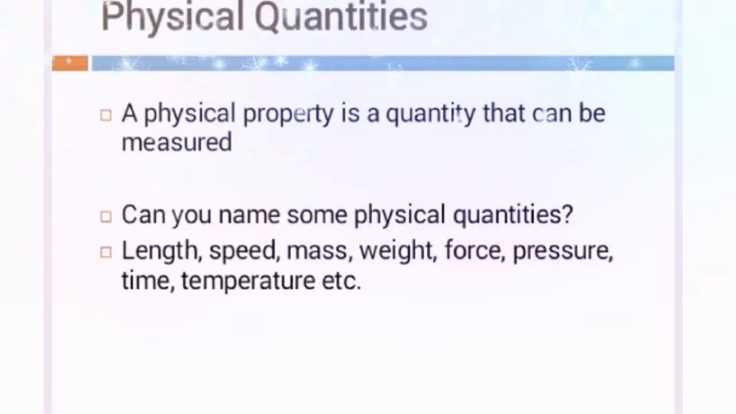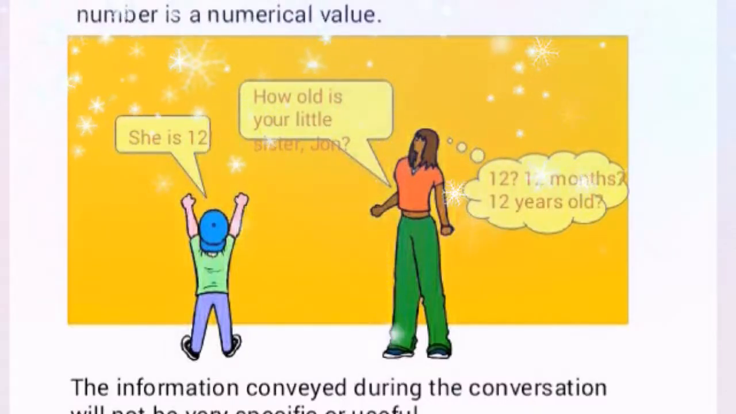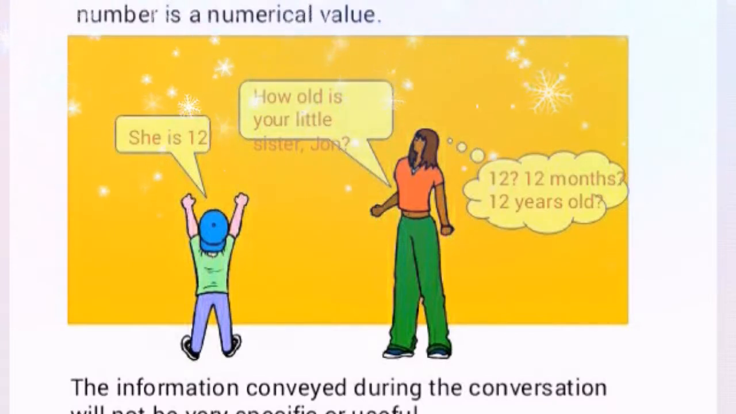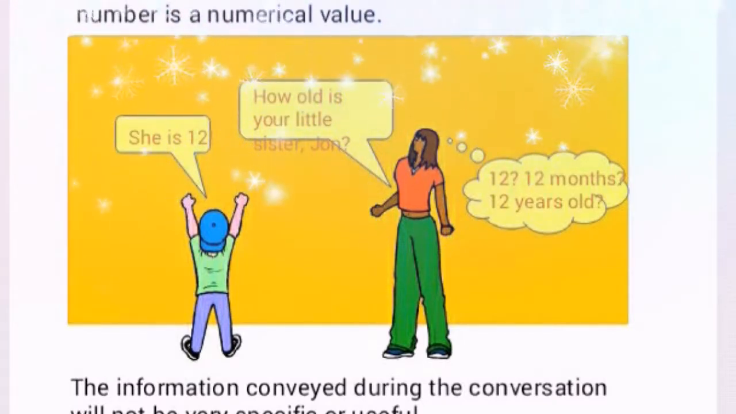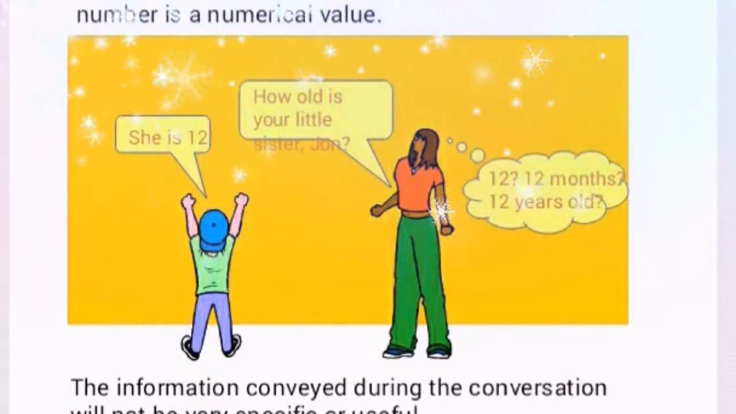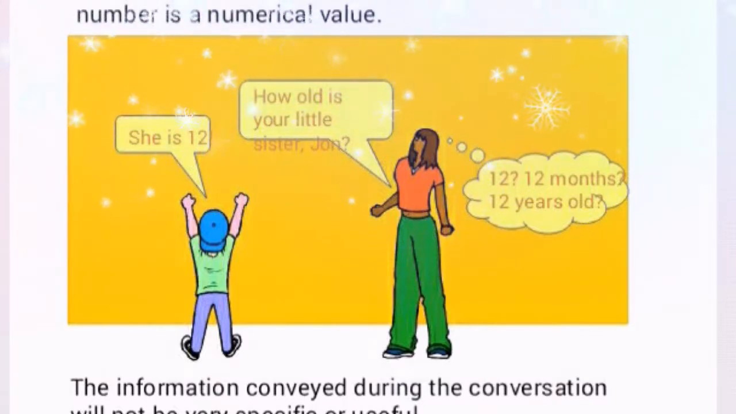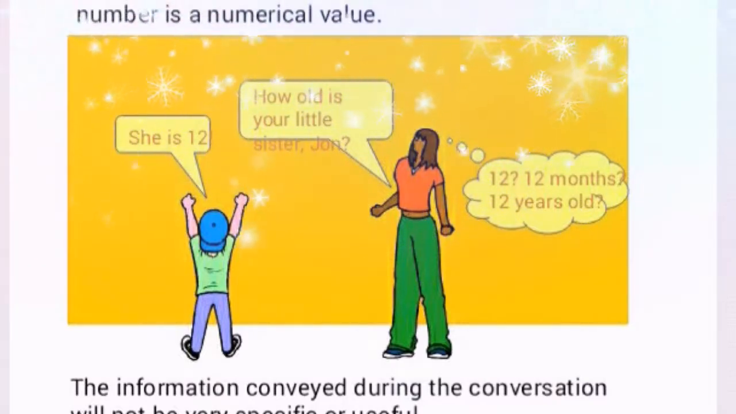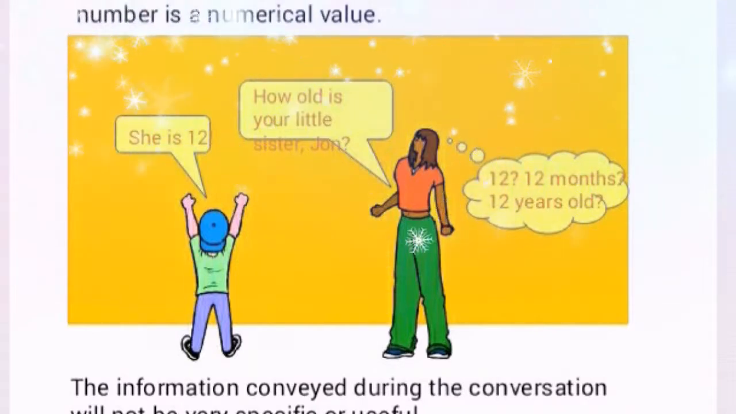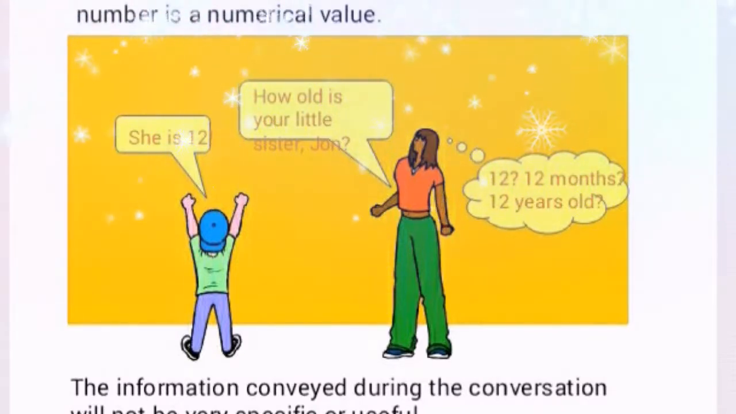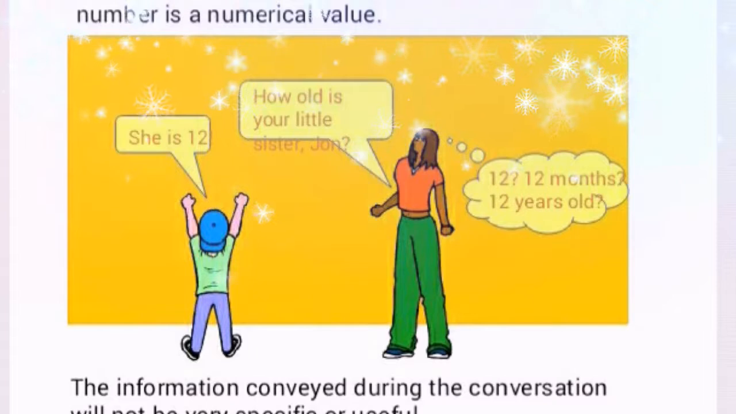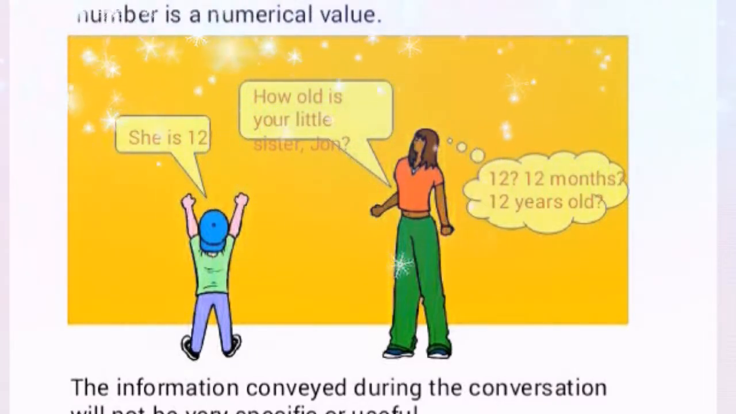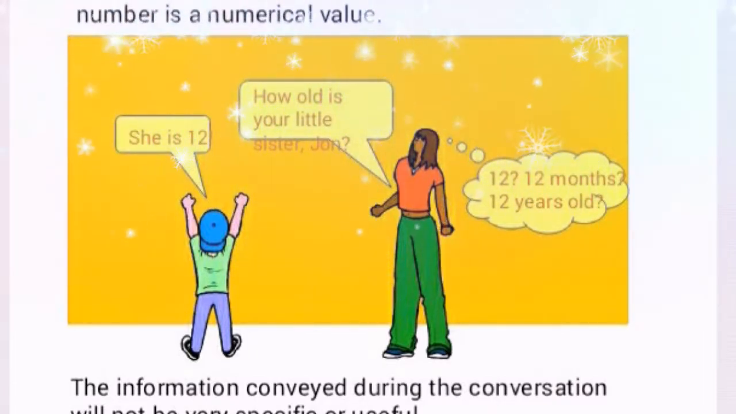Now, imagine you ask about the age of a person and the answer is a numerical value. Now, if the person says she's 12, is it 12 months? Is it 12 years? Is it 12 days? So the information conveyed during the conversation will not be very specific and useful if there is no unit. Thus the need to specify the unit of measurement.